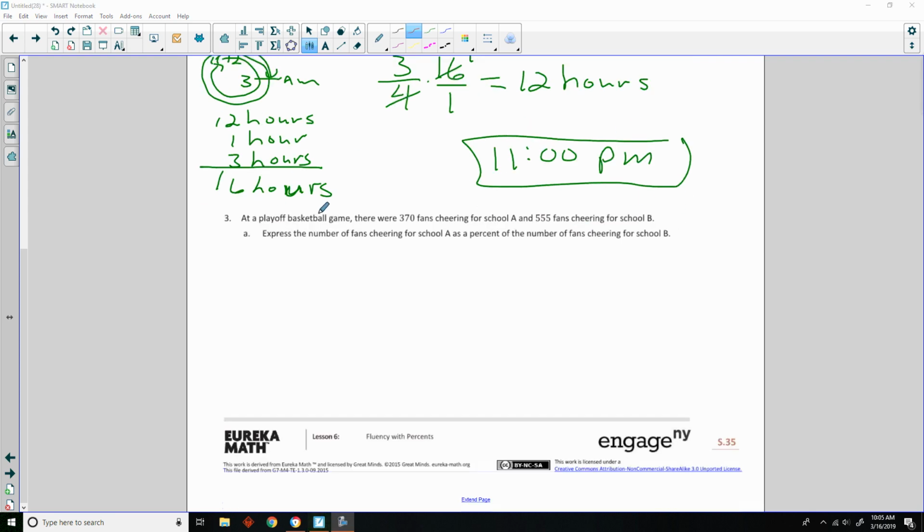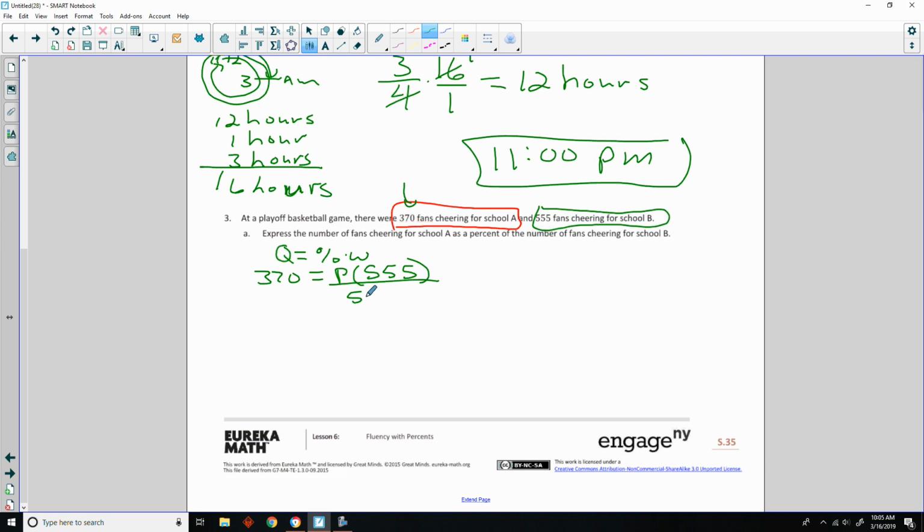Okay, number 3 says at a playoff basketball game, there were 370 fans cheering for School A and 555 fans cheering for School B. Express the number of fans cheering for School A as a percent of the number of fans cheering for School B. That is where we have quantity equals percent times the whole. And the quantity in this case is 370 fans for A equals some percent of the whole, which is the fans cheering for B, which is 555.